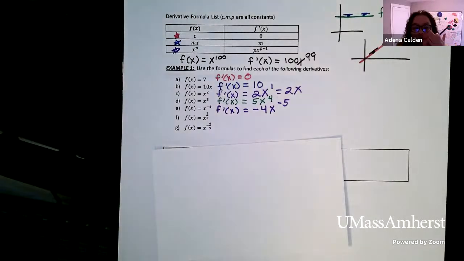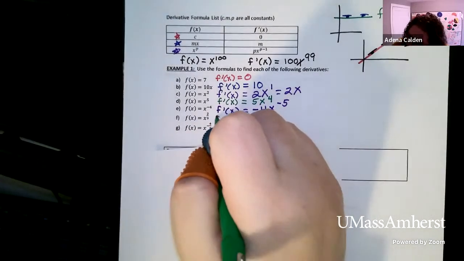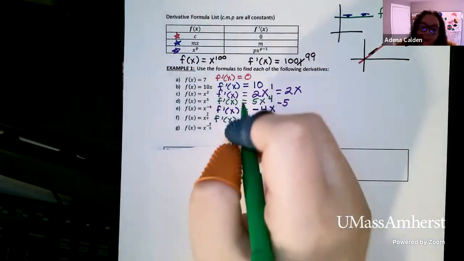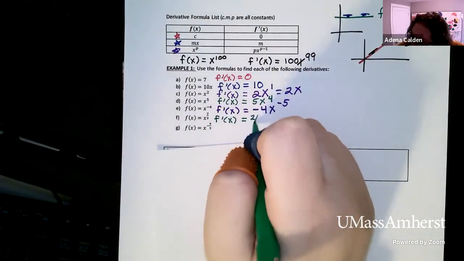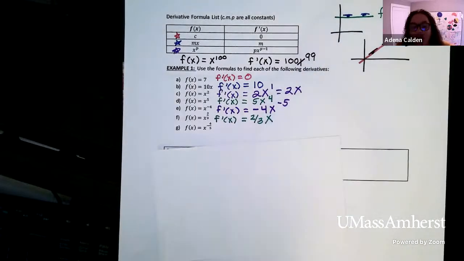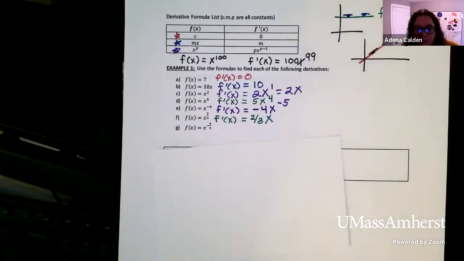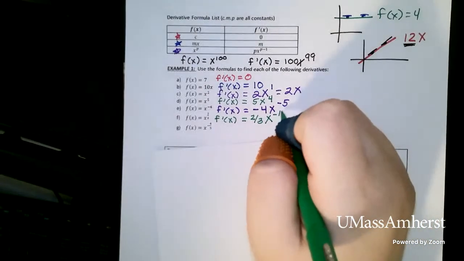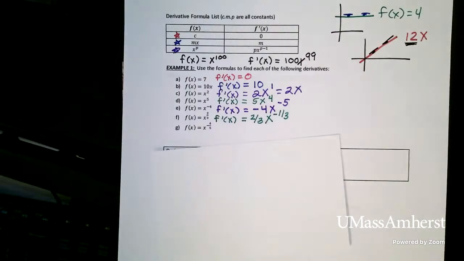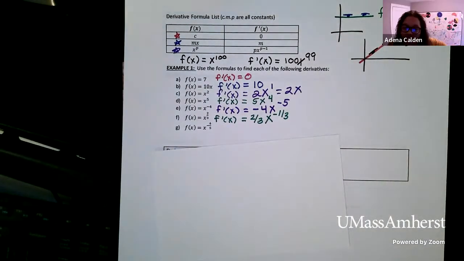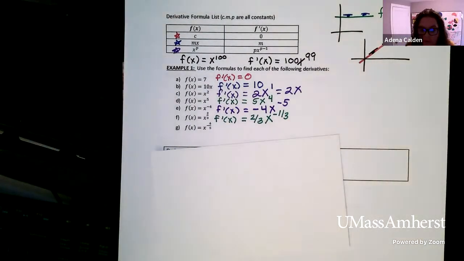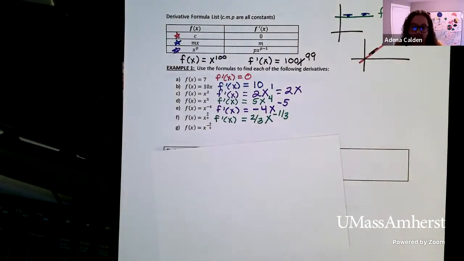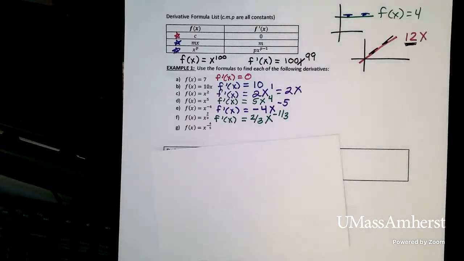And then for f, we have x to the 2/3. So here the entire power comes down out front. So we have 2/3 x, and then we subtract 1. 2/3 minus 1 is going to give us negative 1/3. Okay, so again, be really careful with fractions. If it's been a while since you've done them, you need to be extra careful when you set them up, but we'll do the fraction one together.